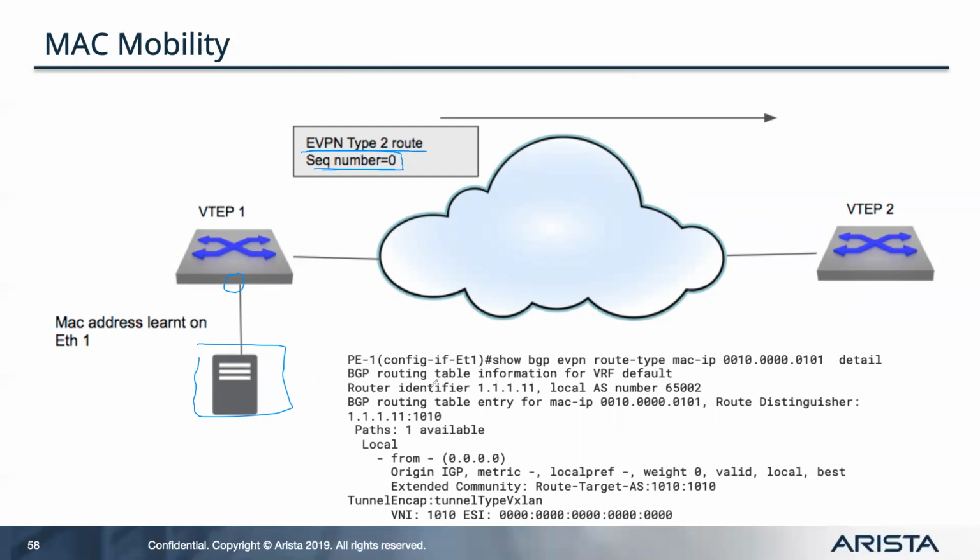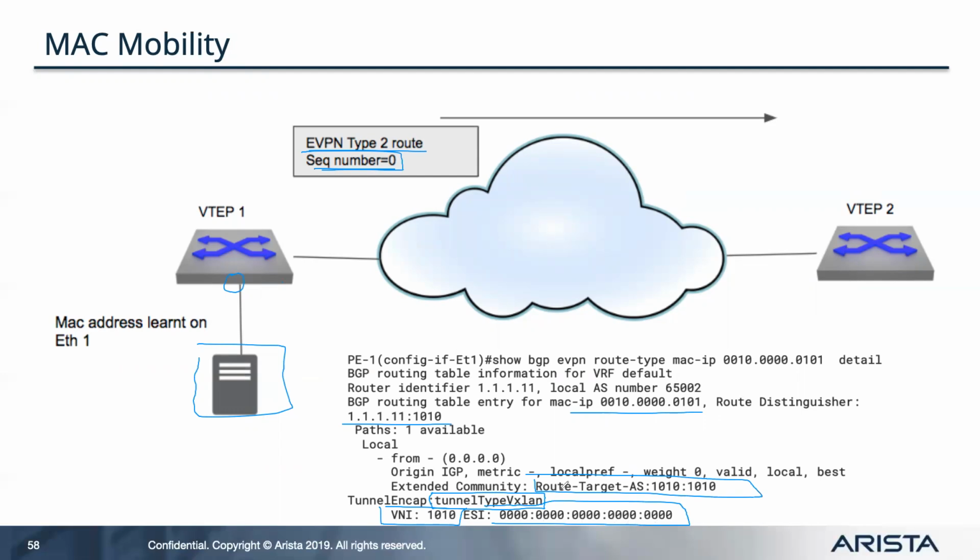Okay, so if you see here, the information we have: MAC address, RD, route distinguisher, route target, VNI, which is nothing but the VLAN to VNI mapping, and tunnel encapsulation. The tunnel type is VXLAN, so the data plane we are going to use is VXLAN. And the Ethernet segment identifier is all 0. Can anyone tell me why it's 0? ESI?